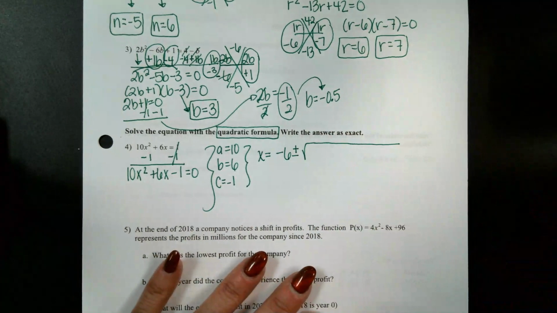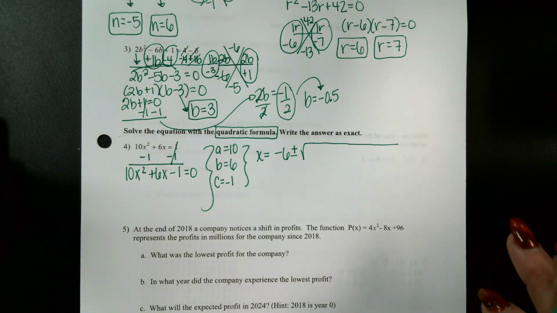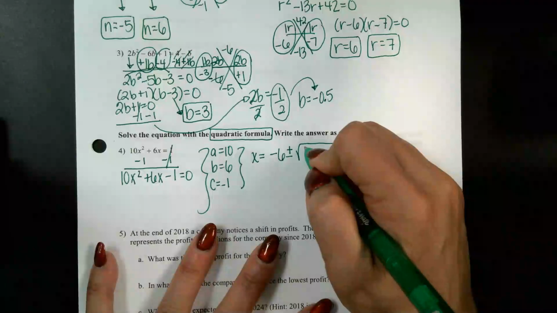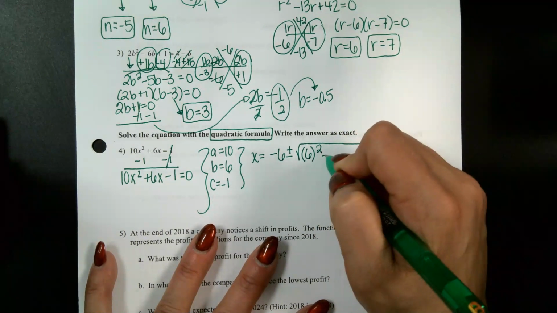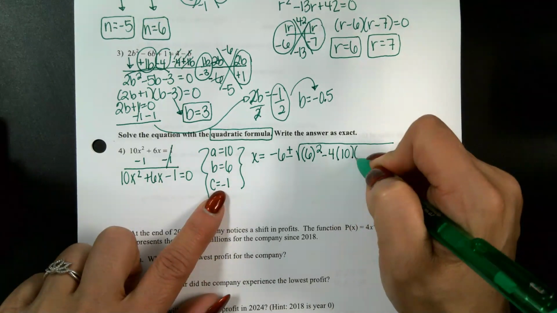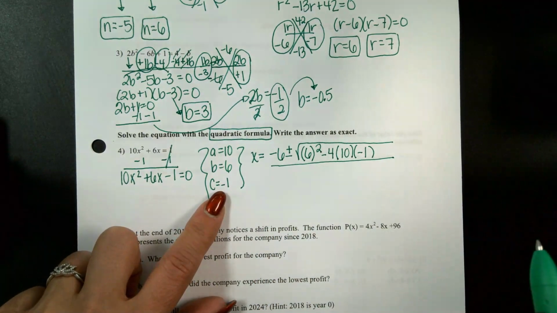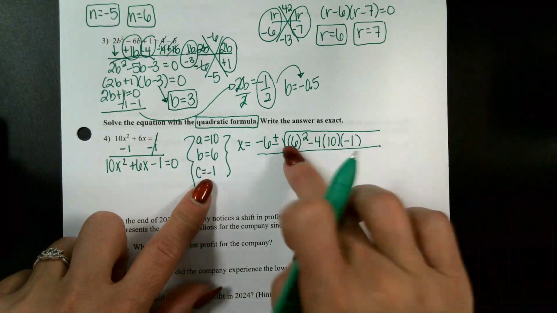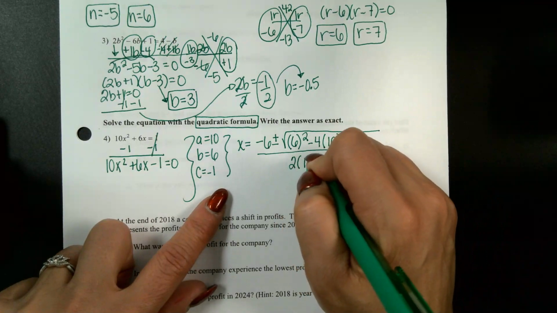Then you've got, I make my radical pretty big here because I'm going to put the b squared minus 4ac under there. So the original value of b was 6. I'd square that. Minus 4 times a, which is 10, times c, which is negative 1. Fraction bar under the whole thing, not just the radical. It's under the whole thing. And then on the bottom, it's 2 times a, which is 10.